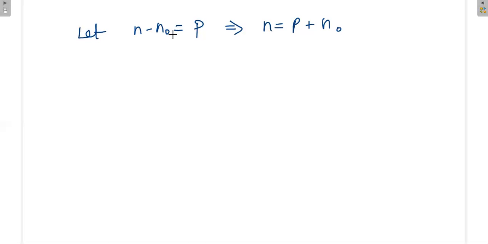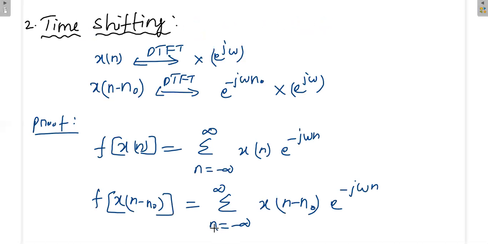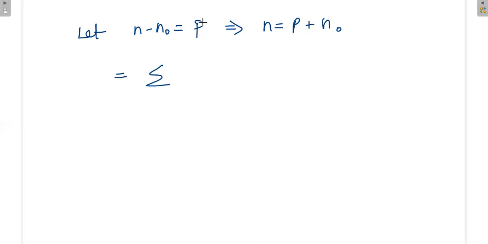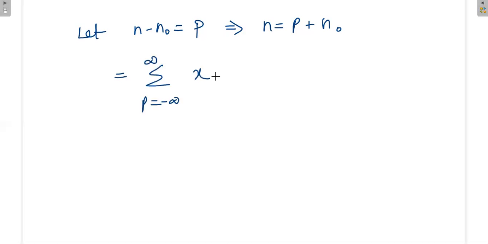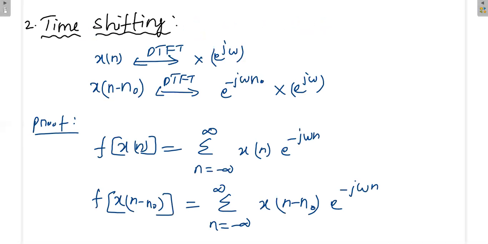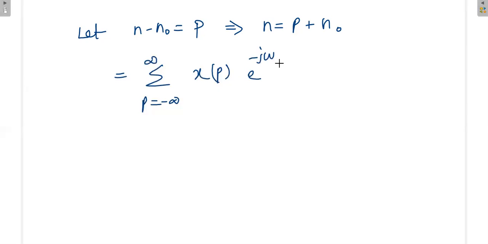Okay, then once you replace with this, again the limit varies from n minus infinity to plus infinity. That's why the new limit p also will vary from minus infinity to plus infinity. Again, instead of n minus n naught, we can substitute p: x of p e power minus j omega. Instead of n, we can substitute p plus n naught.